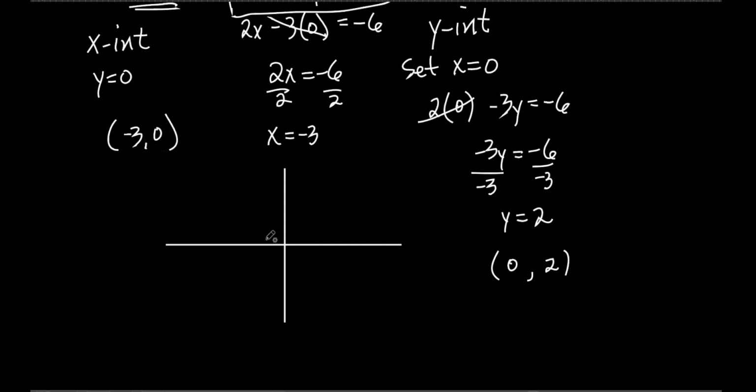Negative 3, 0. Where is that? 1, 2, 3. And then we got a point right here. Okay, that's my x-intercept. Let's plot the y-intercept. It's what? 0, 2. It's right there. And then what do I do with those two? Yeah, just make a line that connects them both.